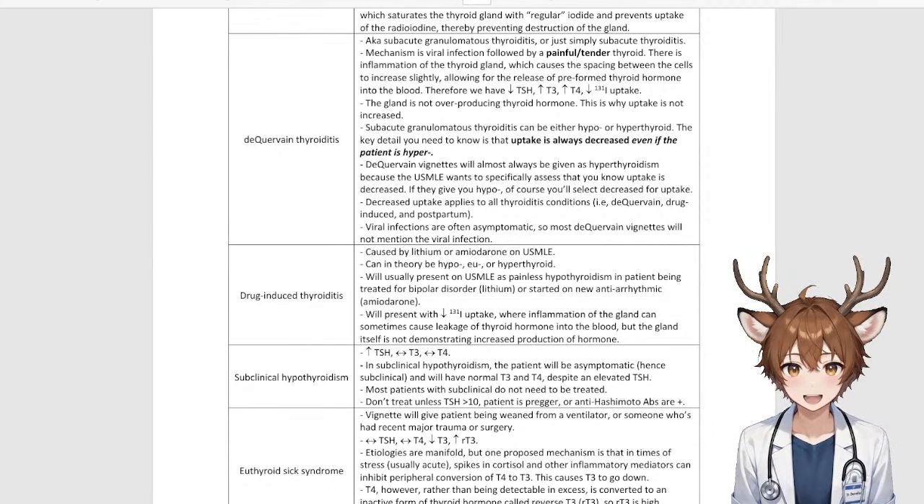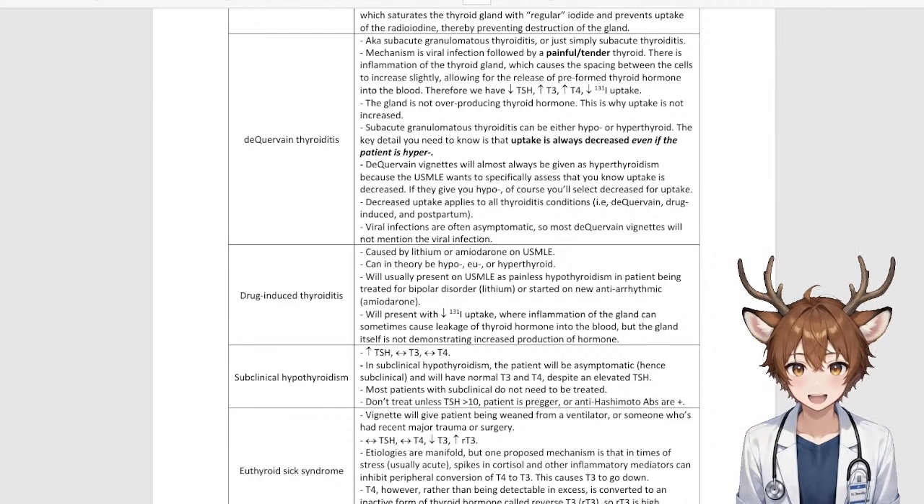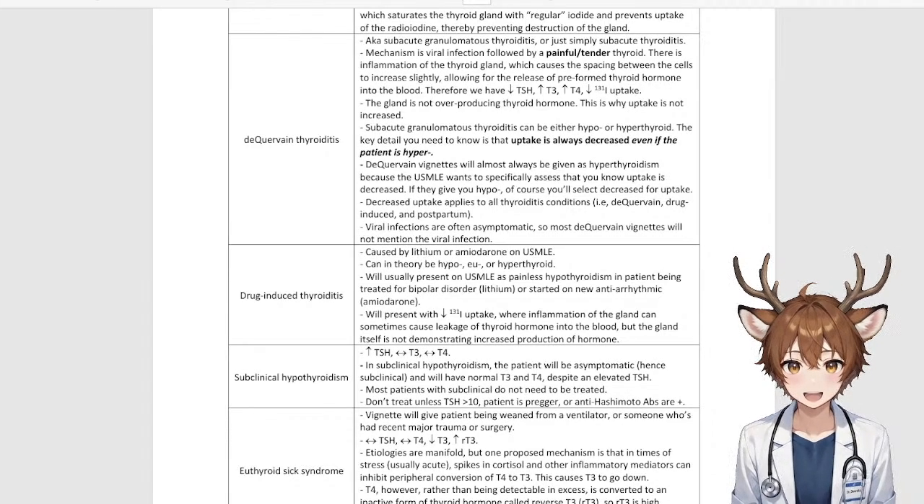So one of the ways you can destroy the thyroid is by using radioactive iodine. It uptakes the iodine and it destroys the cells, damages them.